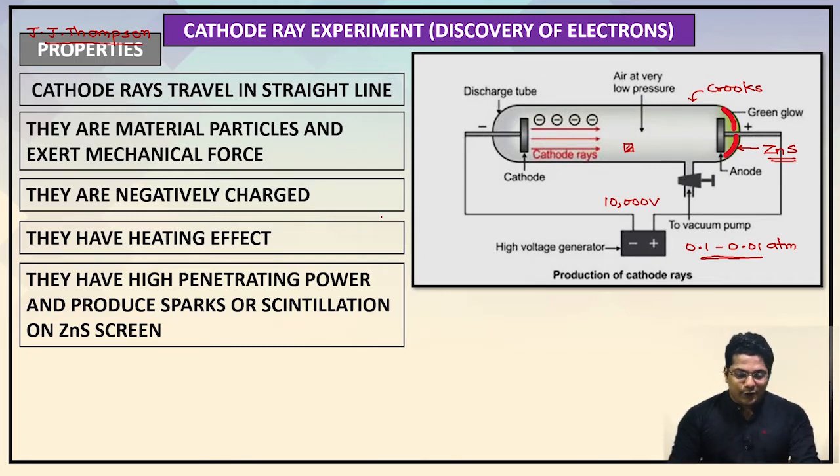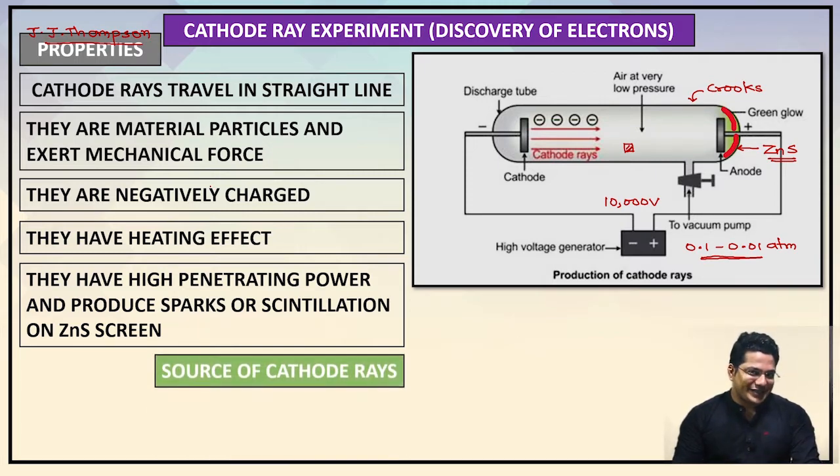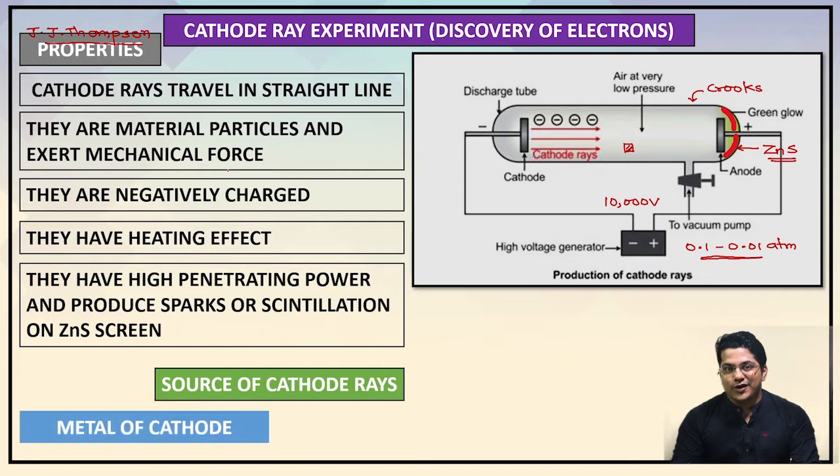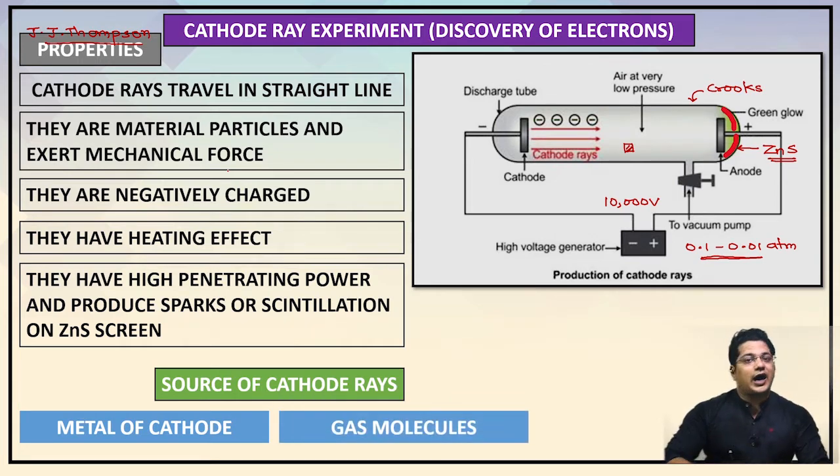Let's move further. Now, moving over here, we need to understand one very crucial thing. That is, what is the source of these cathode rays? The very first source is the metal of the cathode. Whatever metal you have taken, it might be steel, it might be copper, it might be any metal precisely. So the very first source is the metal of the cathode, and the second source is the gas particles that you have taken.